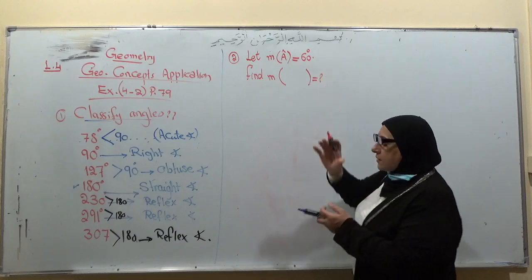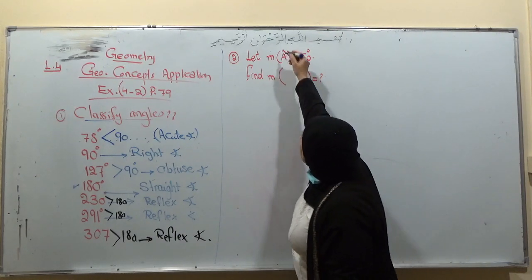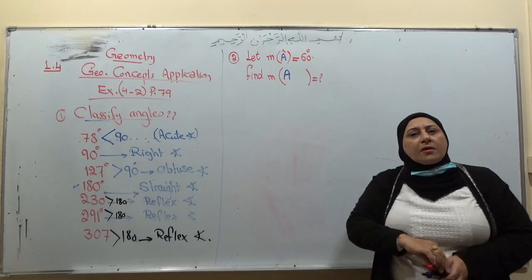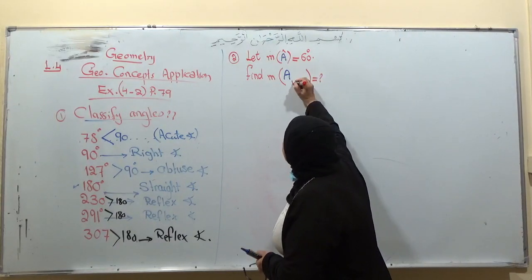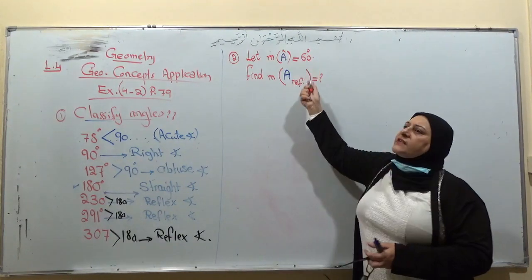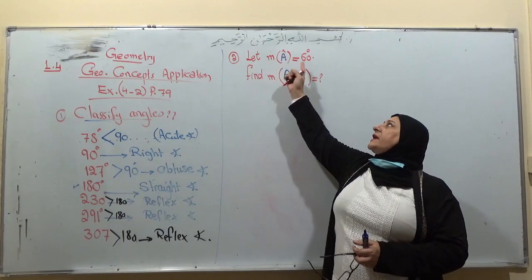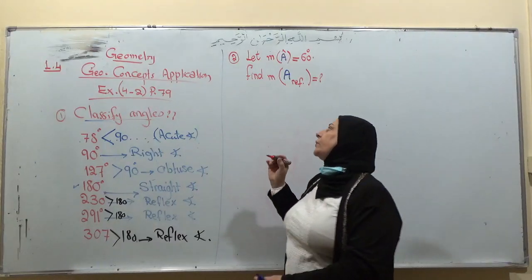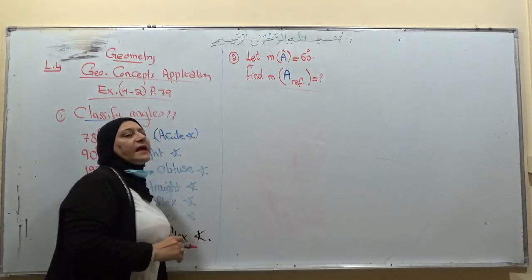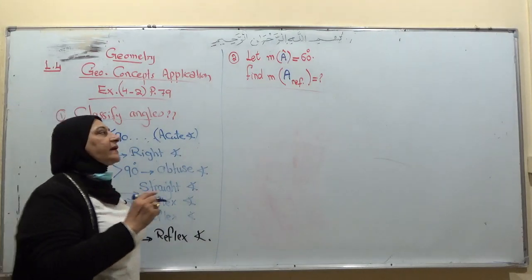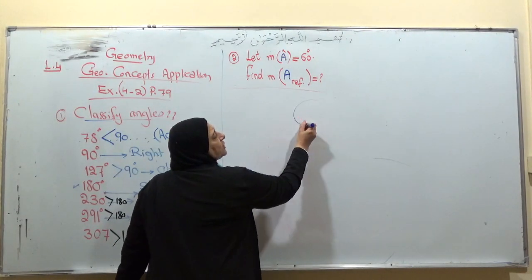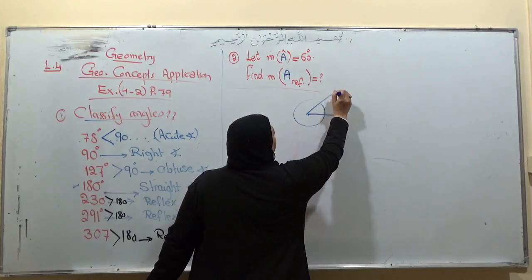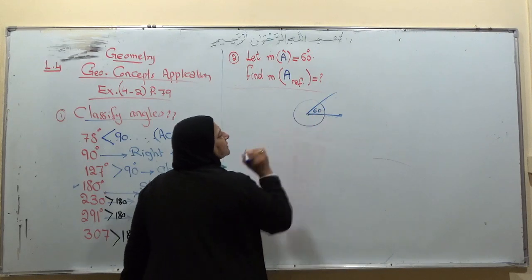It is the measure of angle A also, but this angle is reflex. There is a difference between them. Angle A of 60 is an acute angle. I want the complement of the turn. So how can we find the reflex angle? We shall subtract from 360, the one turn.